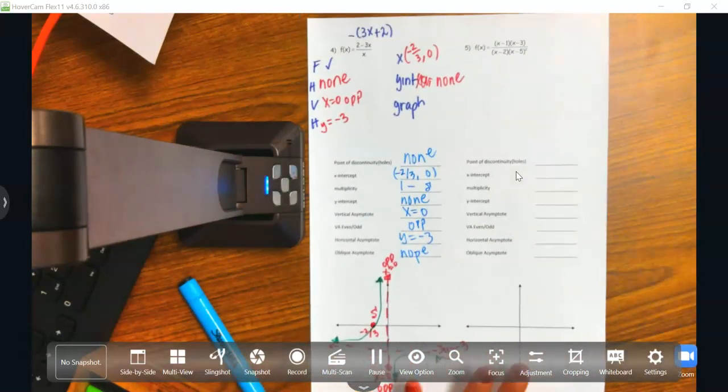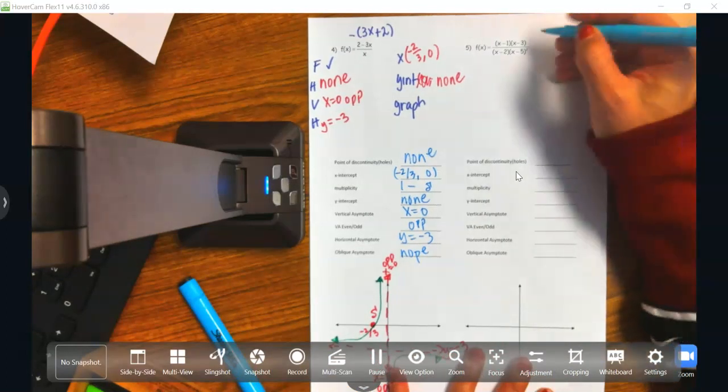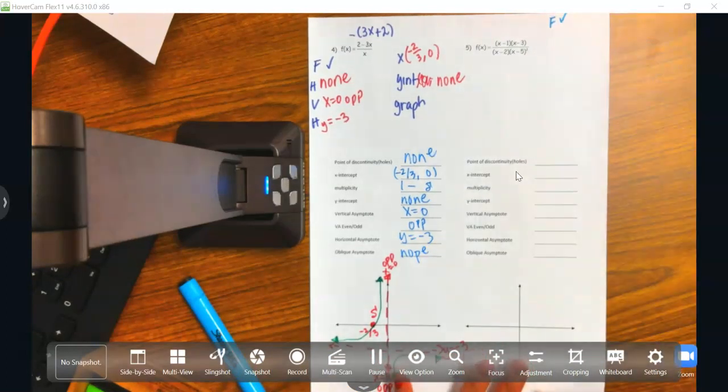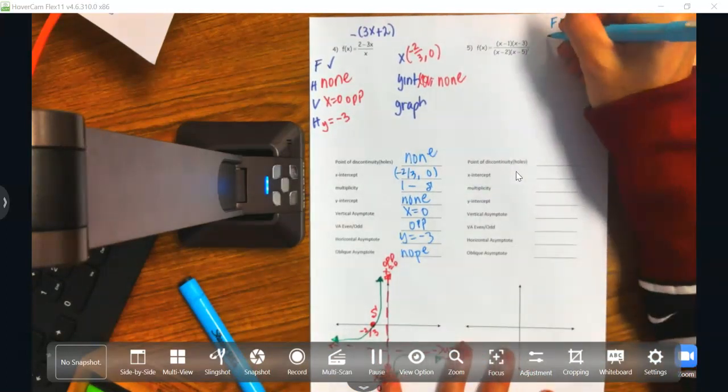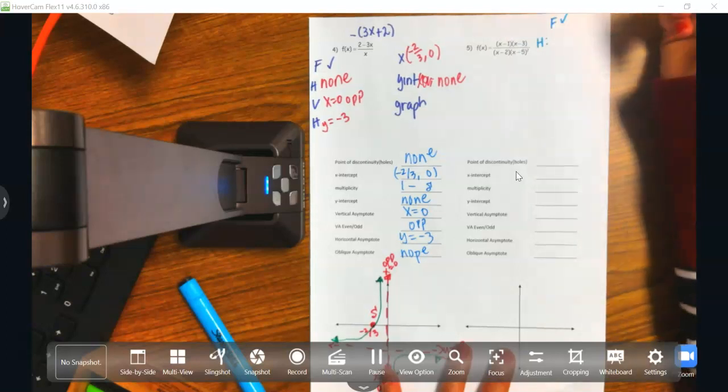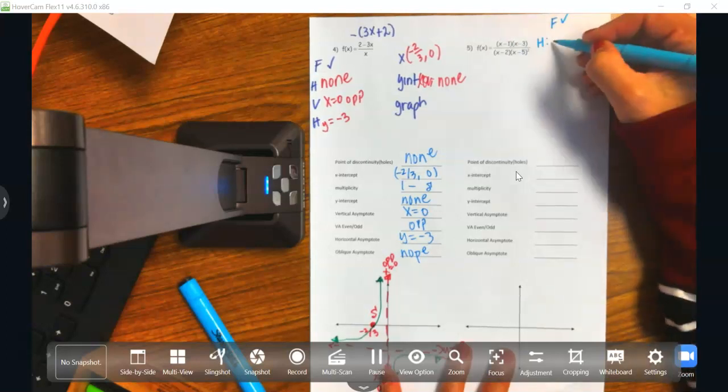Okay, next one. Woo! Last one. Thank goodness it's already in factored form, so I could put a check mark on that. For your holes, do I have any holes? Nothing cancels out, so none.